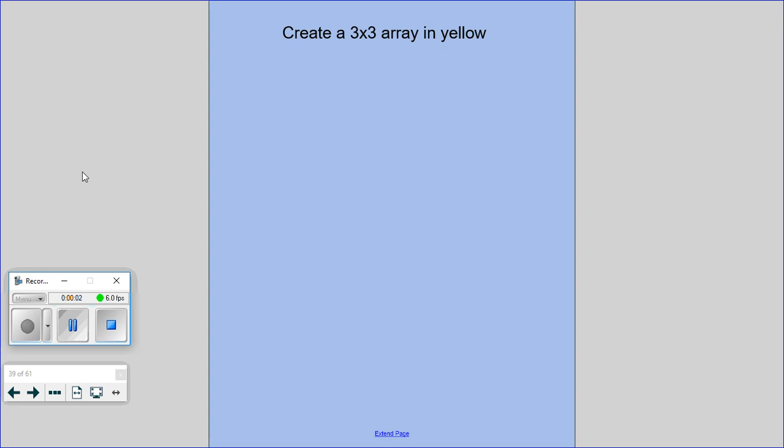Working on 3s and 6s. And in yellow crayon, you need to be drawing a 3 by 3 array. And then please label it 3 by 3.